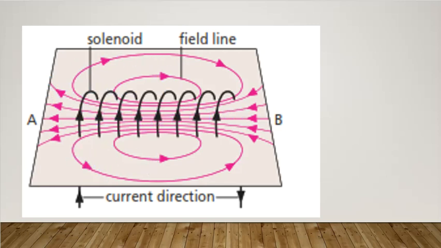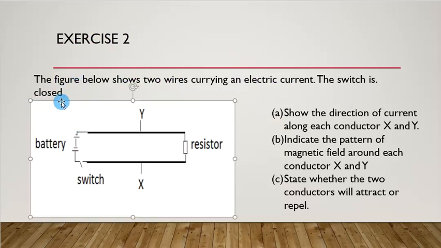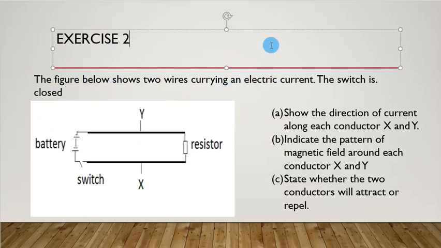And then let's now look at exercise 2 or question 2. The figure below shows two wires carrying an electric current. The switch is closed. Okay, so if the switch is closed, this switch here, we have two wires, X and Y. This is X, this is Y. They are connected to the same battery here, and then there's a resistor here. So when the switch is closed, it will be a complete circuit.